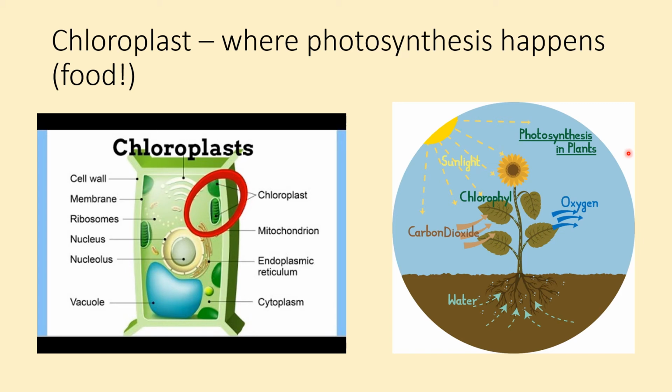Chloroplasts are where photosynthesis happens. Photosynthesis is the process which plants use to make food. So that's why you find chloroplasts in plants but not in animals, because animals eat in order to get food.